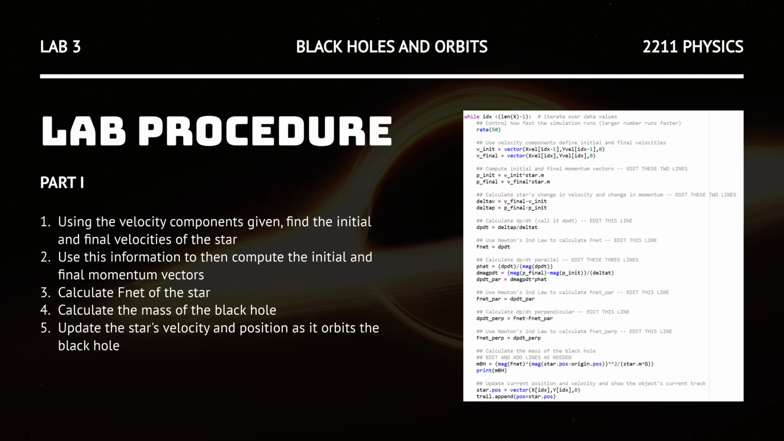For Part 1, the procedure is, step 1, using the velocity components given, find the initial and final velocities of the star, then use this information to compute the initial and final momentum vectors. Then we calculate the F-net of the star and then calculate the mass of the black hole. Computationally, while this code is running, the star's velocity and position are updating as it orbits the black hole, using the velocity update formula and the position update formula. You can see these steps reflected in the code to the right, in the image.